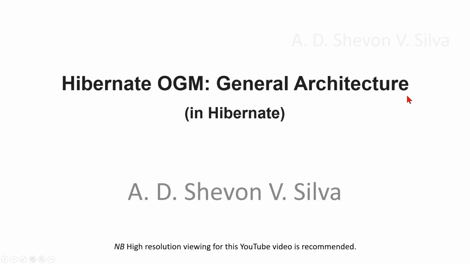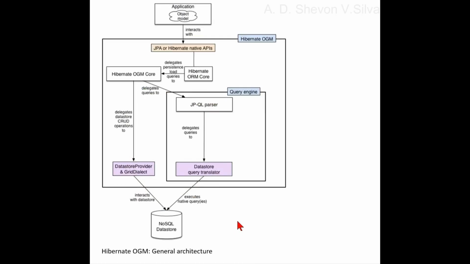Hibernate OGM general architecture in Hibernate. Here you can see the general architecture of Hibernate OGM. Hibernate OGM is made possible by the reuse of a few key components.